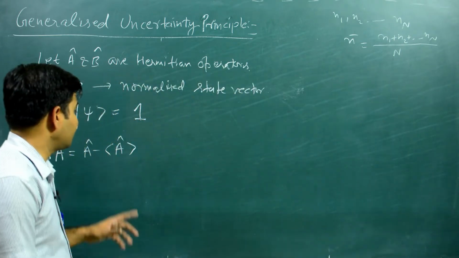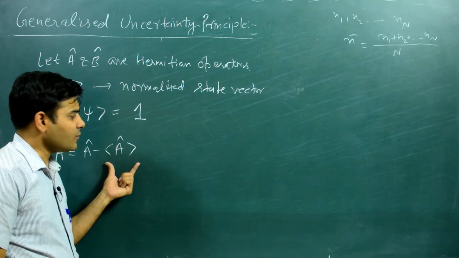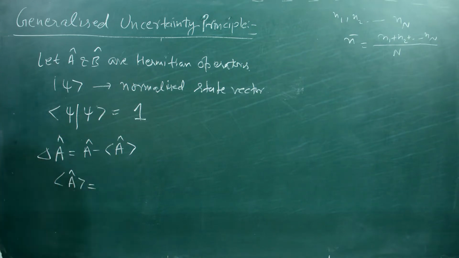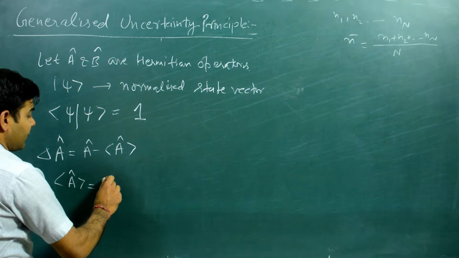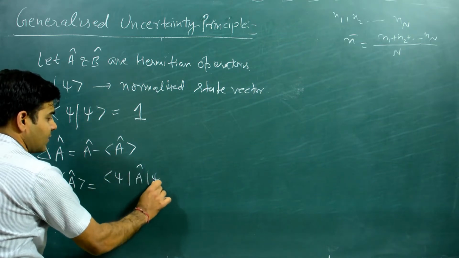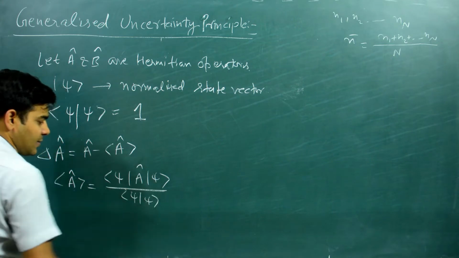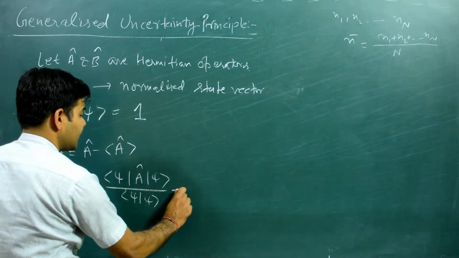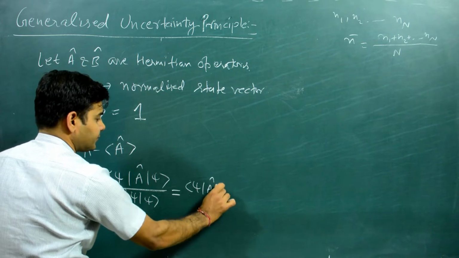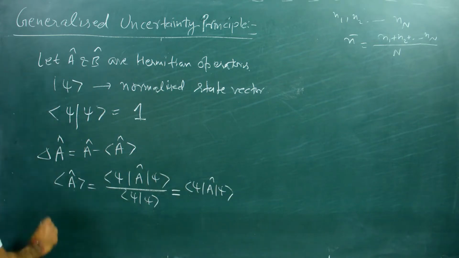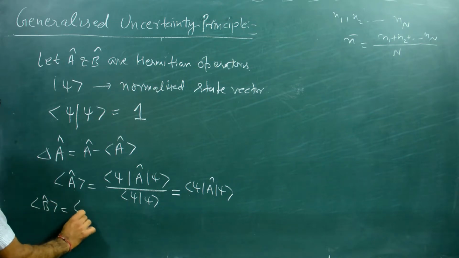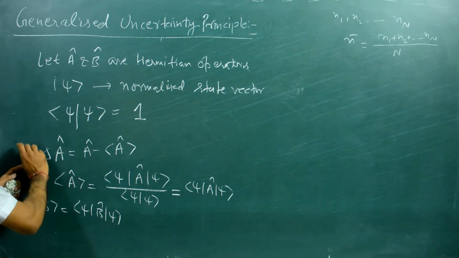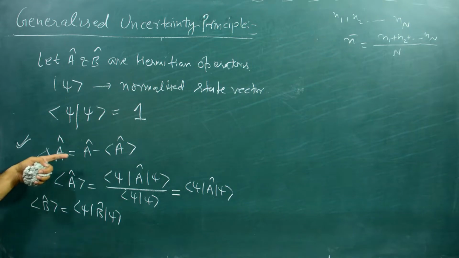In similar fashion, in quantum mechanics, we define the expectation value, which is defined as follows. The expectation value of the A operator with respect to the state vector ket psi, or the state vector psi, is defined as this quantity, where this denominator, psi being an orthonormal state, is equal to unity. So this expression actually reduces to this thing. Similarly, we have the expectation value of B hat equal to this, in this case.